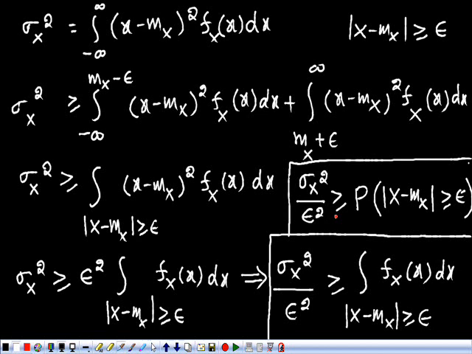See, the proof is somewhat lengthy, but it is very simple. The first thing that you should concentrate on is the interval. One is minus infinity to mx minus epsilon, another is mx plus epsilon to infinity. That is, we have to apply the property of the modulus function. So if this is greater than 0, we write it as positive, otherwise it is minus of this.